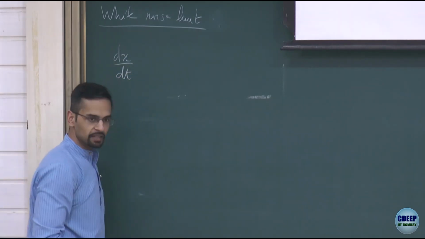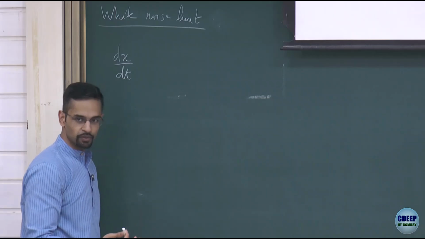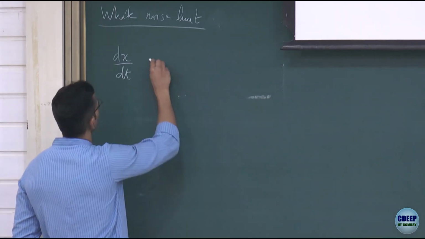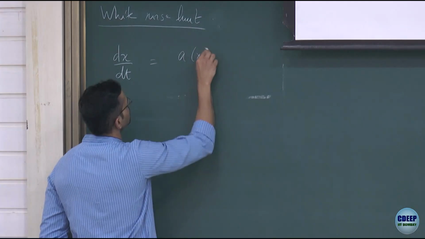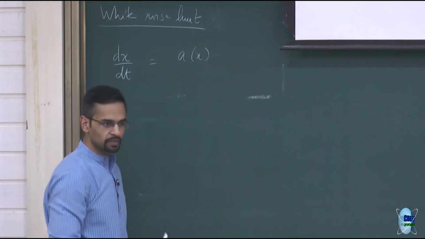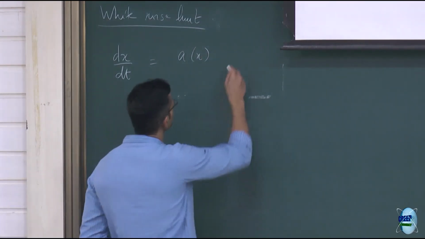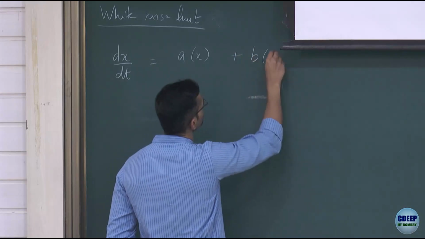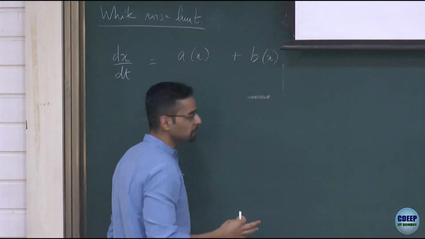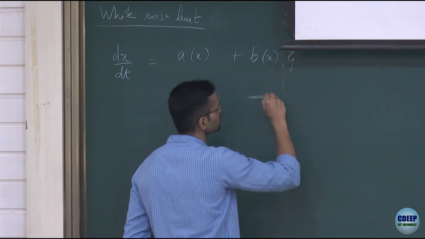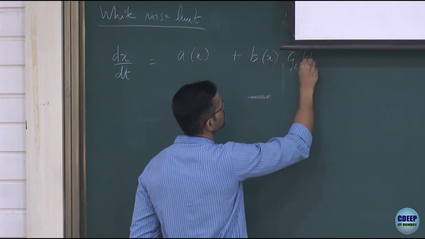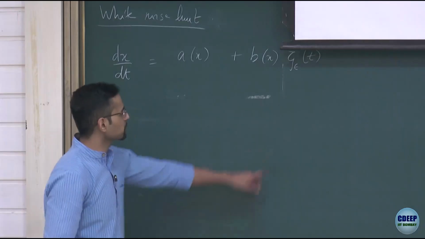So we have some variable x, okay, whose evolution we are going to model. So E of x is the deterministic part of its evolution. And b is some coefficient which then multiplies a forcing function zeta of t with a subscript epsilon.